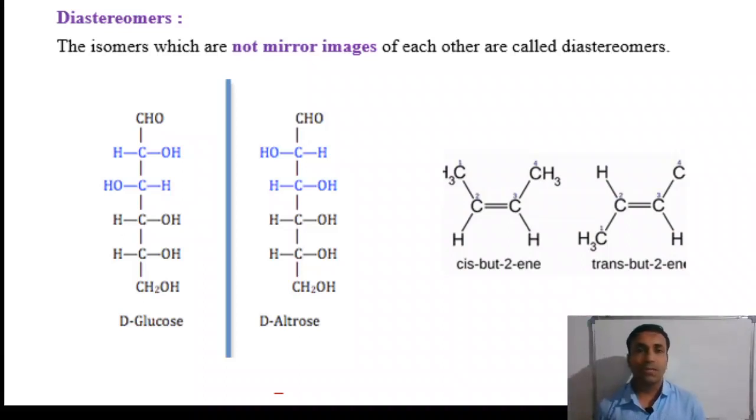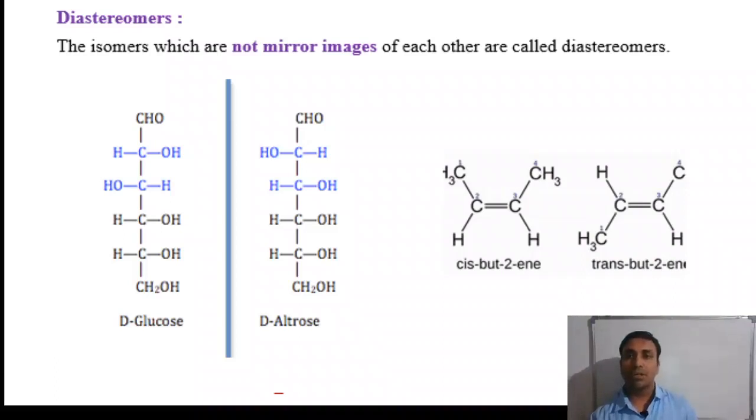The example given here is D-glucose and D-talose. See, the change is only at... Where is the change? It is at second and third position. H and OH, they are having opposite arrangements in both of these isomers. And because of this change, these isomers are not mirror images, and that's why they are called as diastereomers of each other.